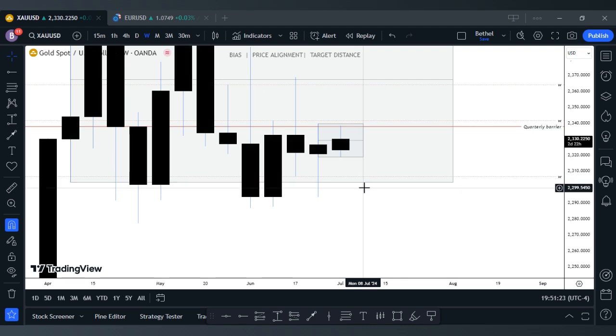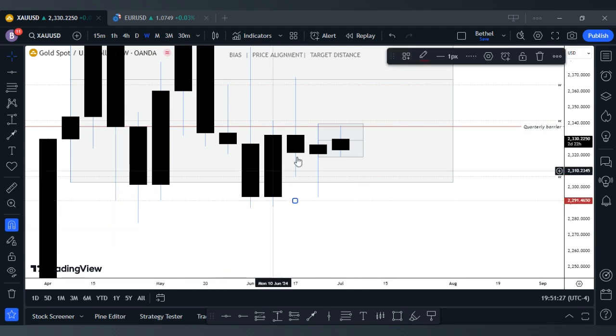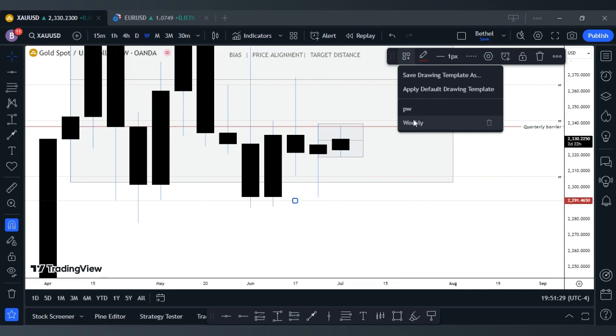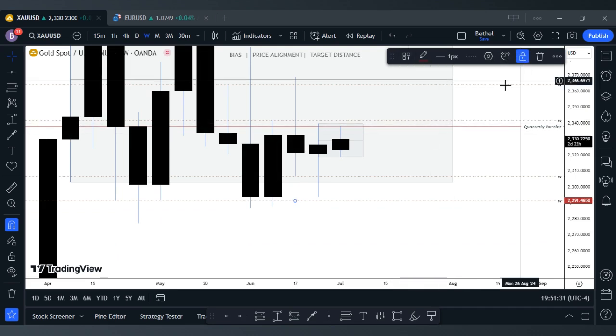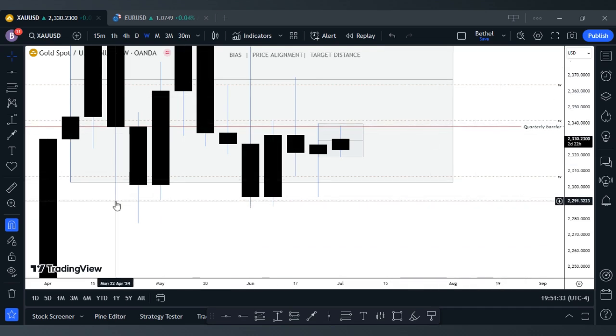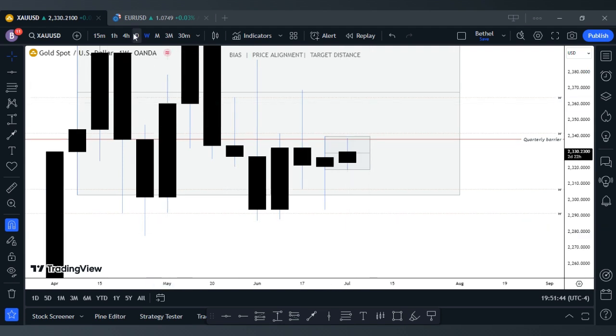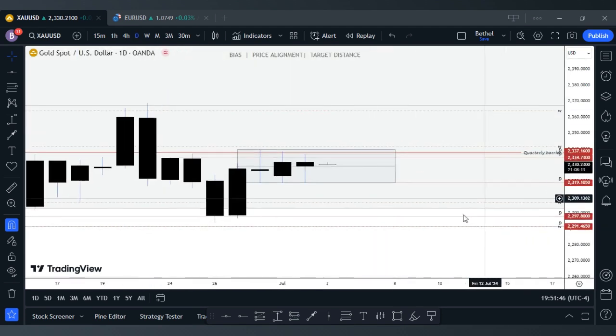Okay, firstly, before we can decide how we are going to approach this pair. Okay, so also this low is very important there. You have this spike 1, spike 2, 3, 4, and we can come into that low again. That's 2,290. So going back to the daily time frame.